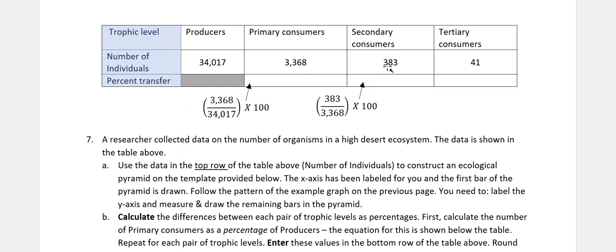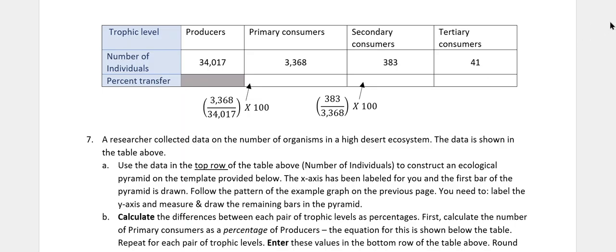So notice what we do here. We take the number of secondary consumers, divide by the number of primary consumers, multiply by 100, and that gives us secondary consumers as a percentage of primary consumers. We'll do the same thing here with tertiary. Take that 41, divide by 383, multiply by 100, and that will give us percentage of tertiary consumers.